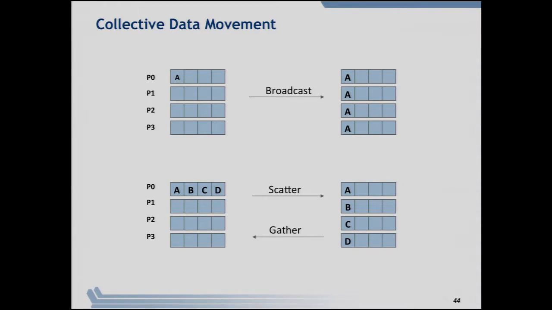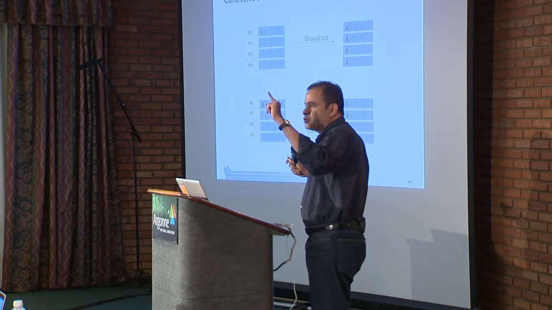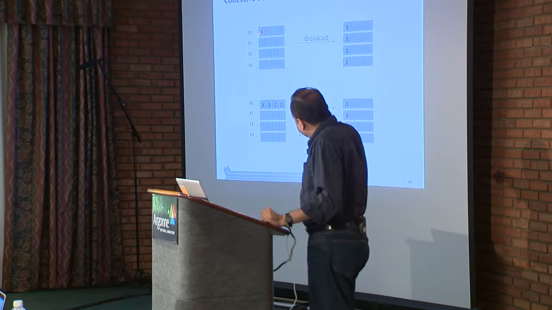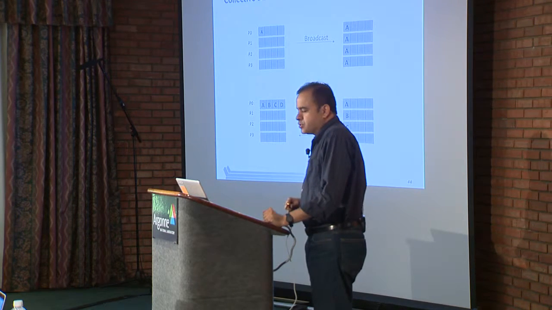The collectives that move data, you're probably familiar with some or all of these. There is a broadcast, the MPI_Bcast function, which takes data from the root. The root can be any process, not just rank 0. Any process can be the root, and it gives the result to all other processes.